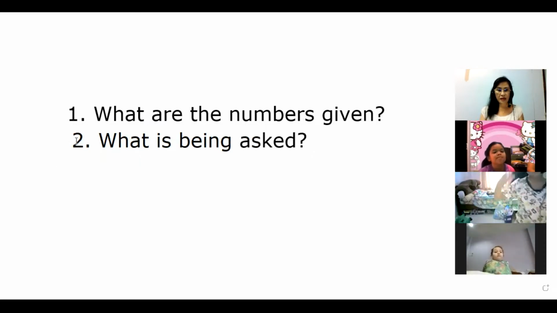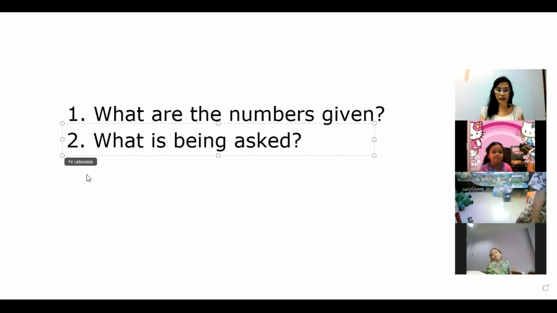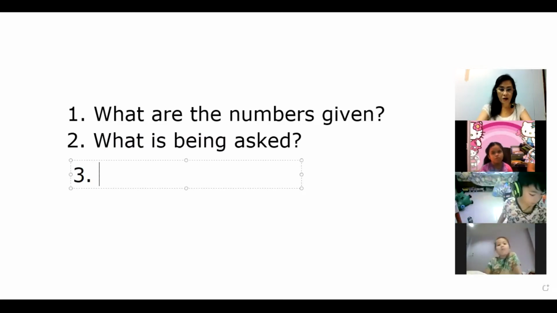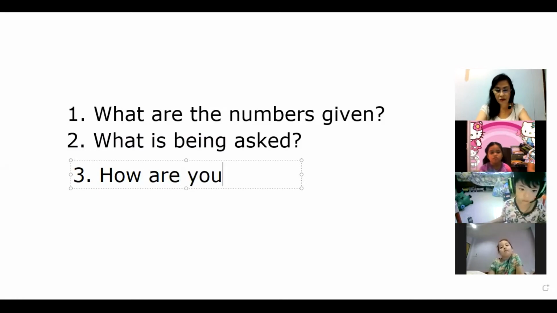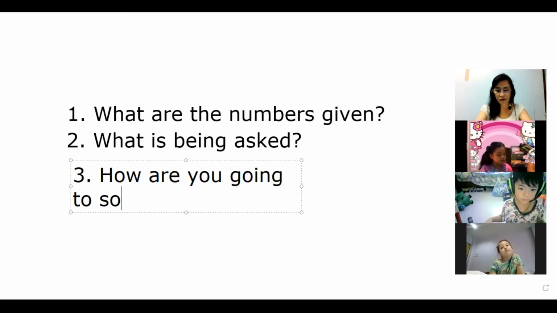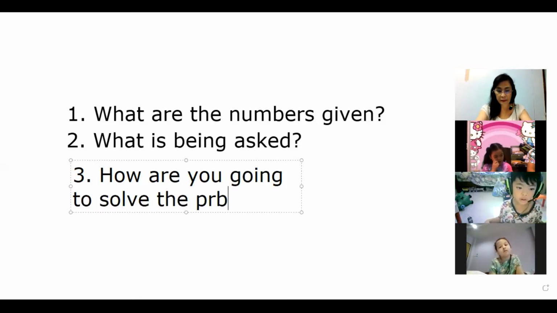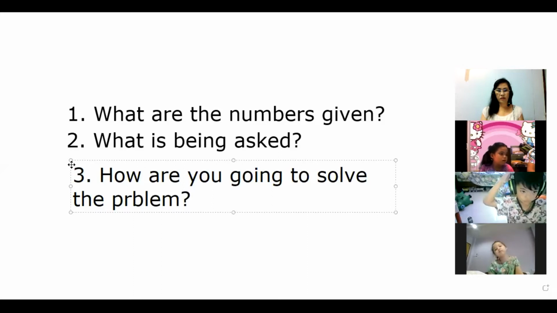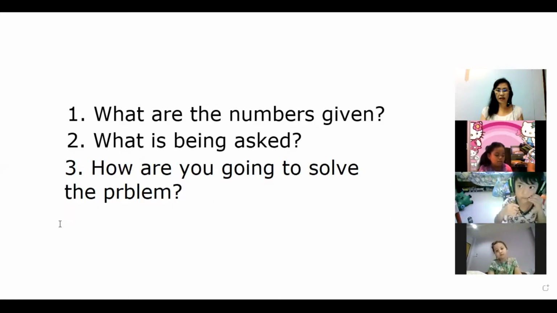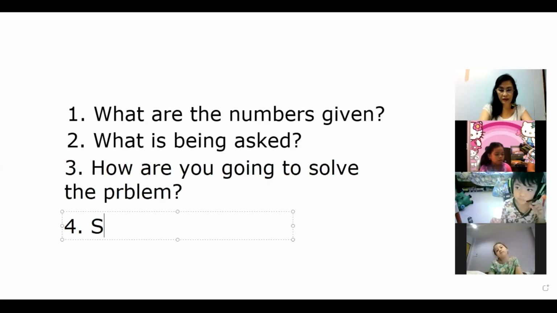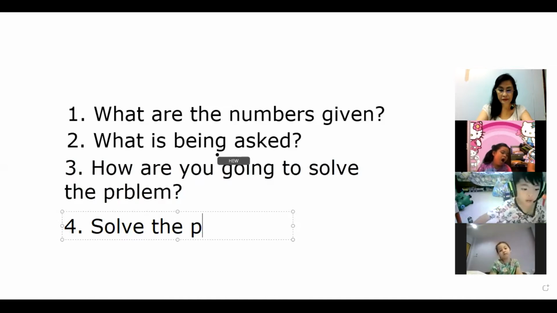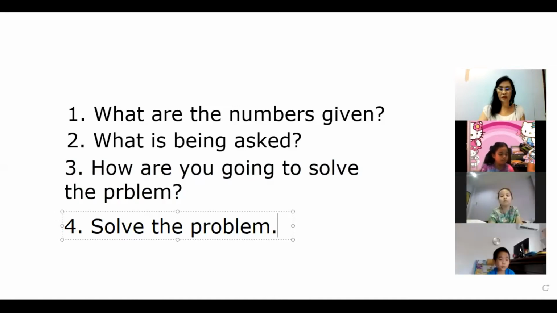And of course, number three is, how are you going to solve the problem? You have to find out. And of course, the last one is solve the problem. Okay, so these are the important things that you have to do when you are solving problems.